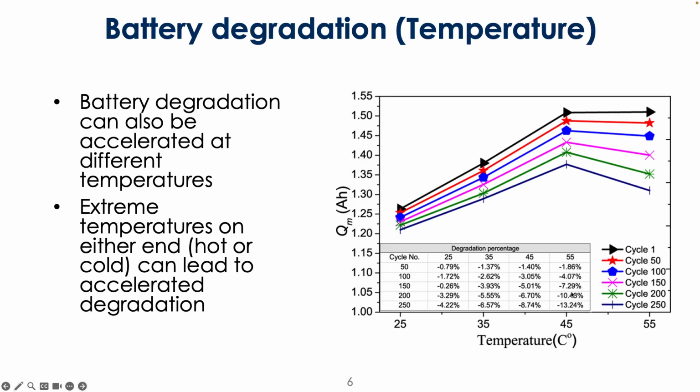So in this particular plot, they're looking at the number of cycles. The cycles are shown by the different colors. As you go from top to bottom, you're going from 1 cycle to 50 cycles to 100 cycles, all the way to 250 cycles. And you can see that as I go from top to bottom, the amount that's degrading increases at higher temperatures.